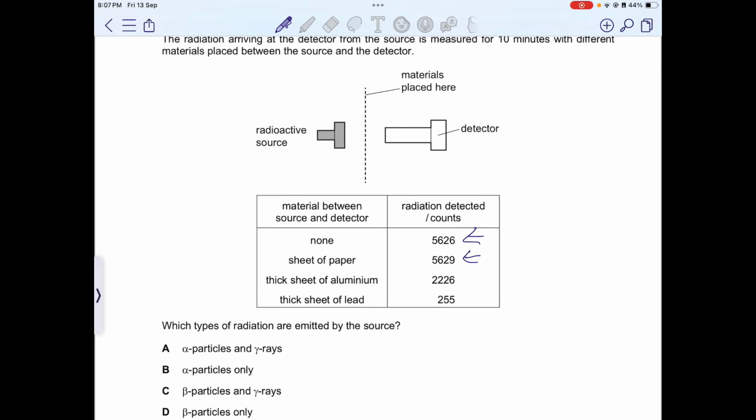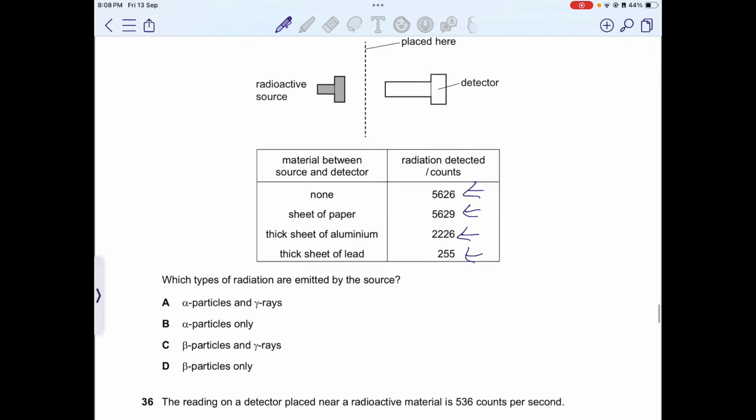When you put a sheet of paper, alpha would have been stopped if there was alpha, but there was no significant decrease, so there's no alpha. When you put a thin sheet of aluminum, beta would have been stopped. There's a significant decrease, so beta is obviously there. And when you put lead, there's a further large decrease. That means you have beta and gamma.